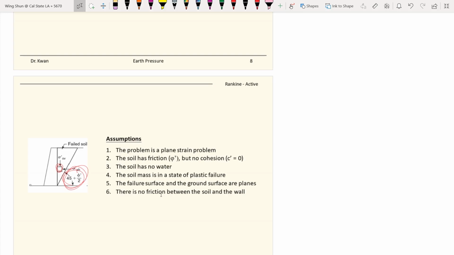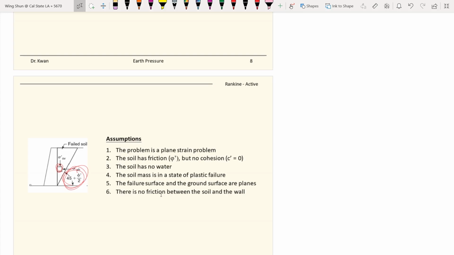So it's a well drained sand material, and the soil mass is in a state of plastic failure. So it is at a particular stress state, the failure state. If you understand the Mohr circle, you understand what it means that we need to focus on the state of failure, because when you draw more circles, you can represent.